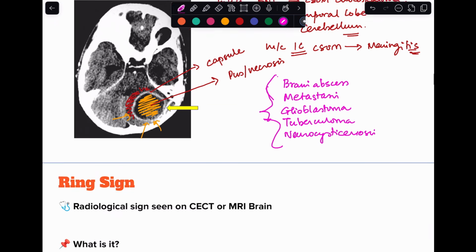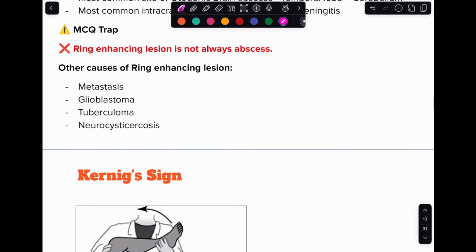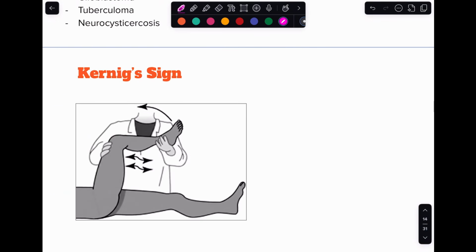Okay, moving on, we'll move on to our next sign. And our next sign is the Kernig sign. Now, what is Kernig sign? So we all know, we have done this bedside. We have learned it right from our MBBS days. This is a clinical sign. How do we elicit it?